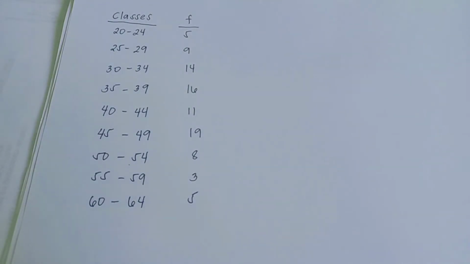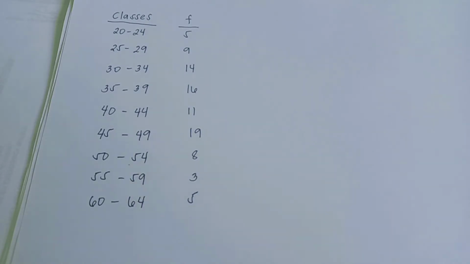Okay, so since alam natin yung formula ng mode for group data, so again, ang technique lang naman dyan kung ano yung nasa formula, so yun yung lahat ng kukunin natin. Okay, so dito sa example na ito, we have the classes 20 to 24, 25 to 29, and so on, and we have also the frequencies. Okay, so 5, 9, 14, 16, 11, 19, 8, 3, and 5.